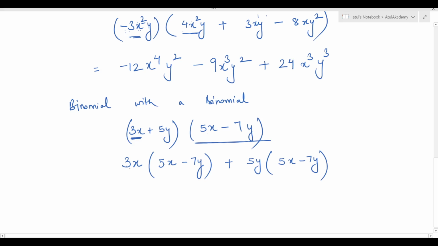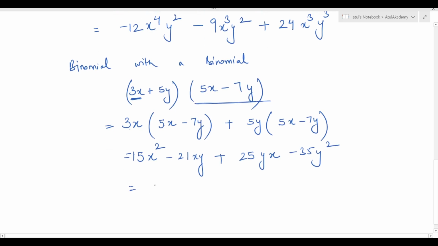So 3x into 5x will be 3 into 5, 15, x into x, x square. 3 into 7, minus 21, x into y, xy, plus 5 into 5, 25, yx is yx only, 5 into 7, minus 35, and that's y square. Now we have to check whether there are any like terms. So I think yes, these two are like terms because xy and yx are both like terms. So minus 21 plus 25, it will be 4xy minus 35y square. That's my answer. Hope it is clear.